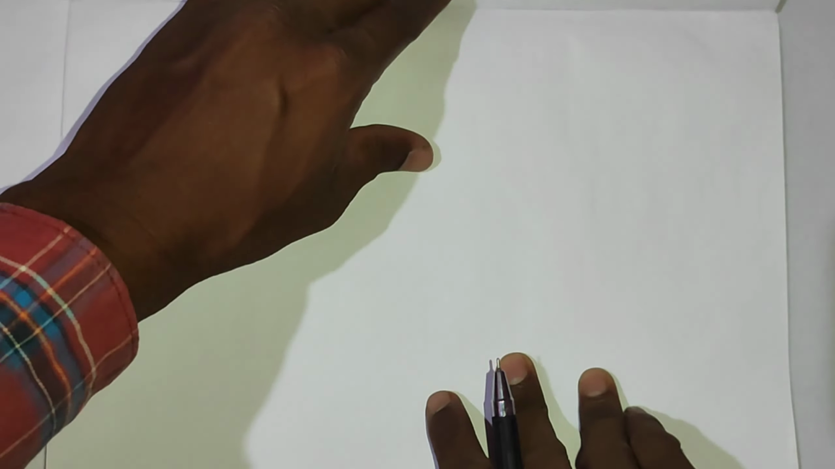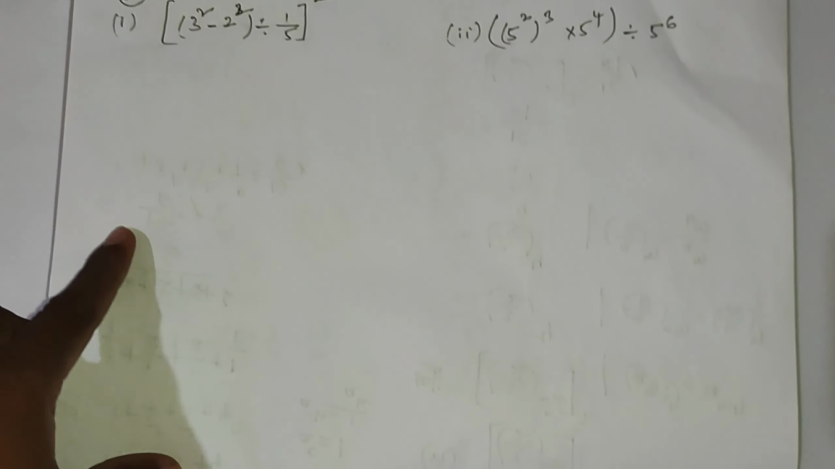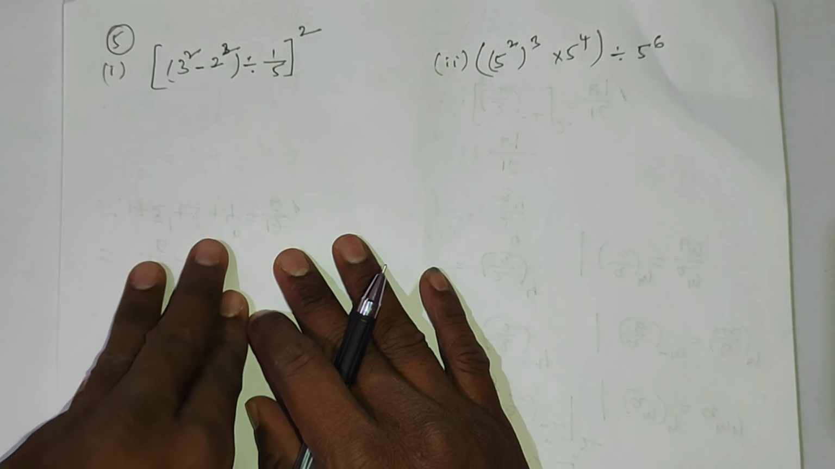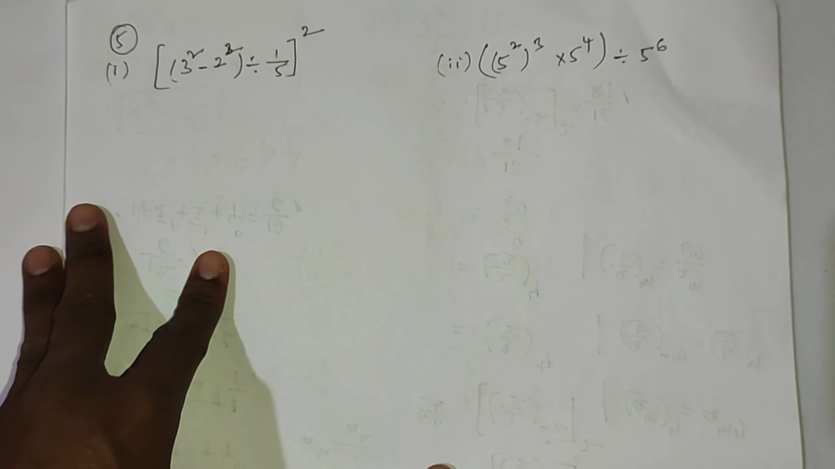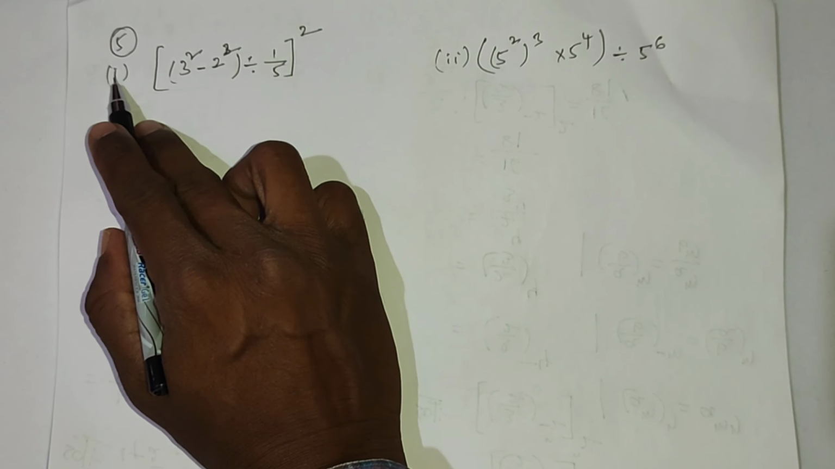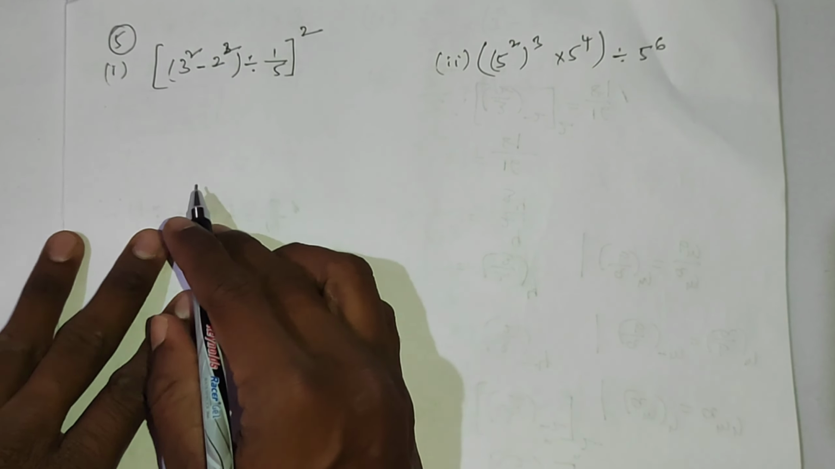Today we are going to discuss the remaining sums of exercise 4.1, from 5 to 10. The fifth question is: simplify and give reasons. In the fifth question we are given 2 parts. Okay, we'll solve that one.